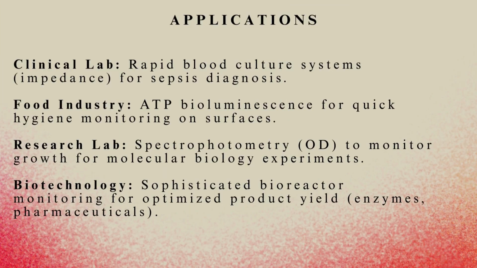Let's look at a few examples of where these techniques are applied. In a clinical lab, rapid blood culture systems using impedance can quickly diagnose sepsis. The food industry uses ATP bioluminescence for rapid hygiene checks on surfaces. In a research lab, we often use spectrometry to quickly monitor growth. And in biotechnology, sophisticated bioreactor monitoring helps optimize the yield of valuable products.